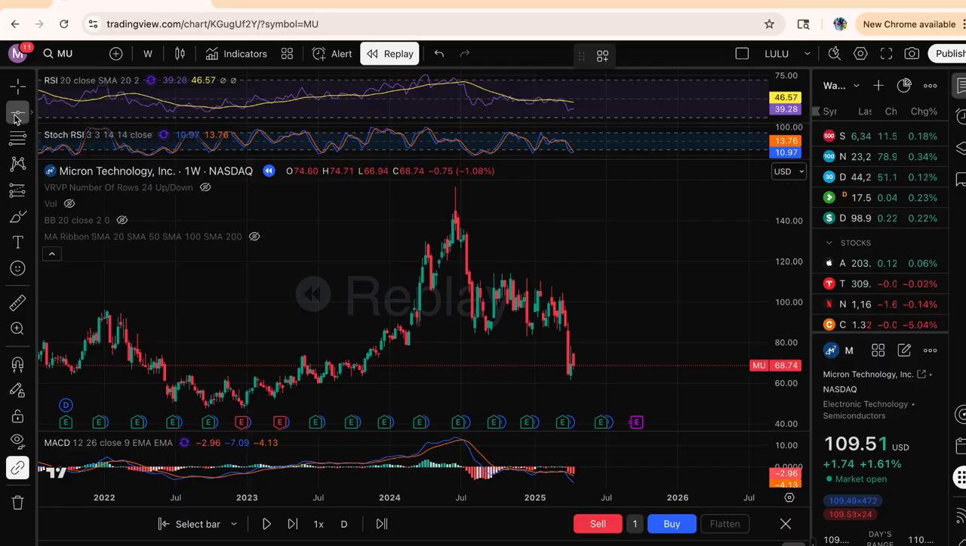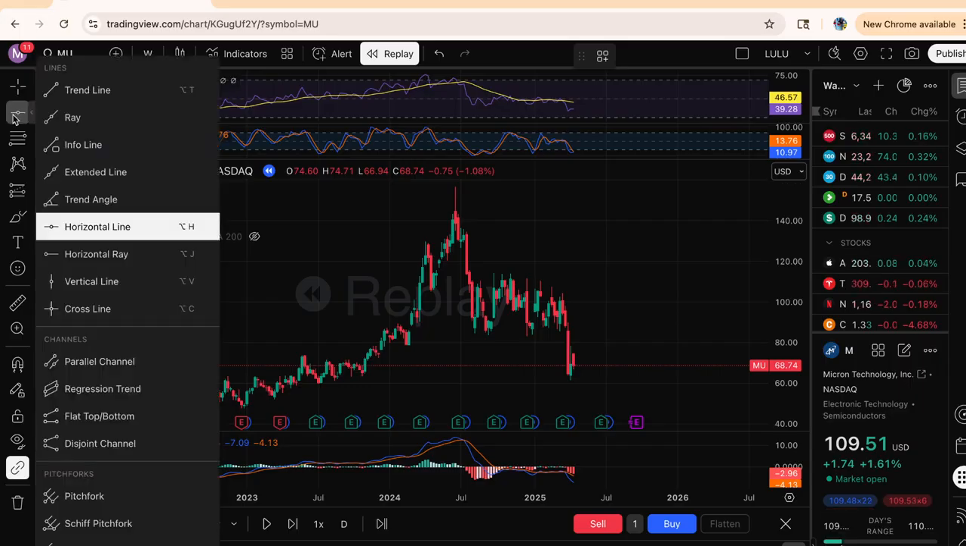Another good example is to treat support as a trampoline. So pretend you're jumping on the trampoline. That support level that you're drawing, that's going to be the price to where you bounce off. That's going to be the area where you're jumping on the trampoline and it's going to bounce you up.